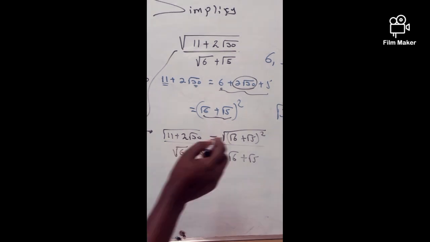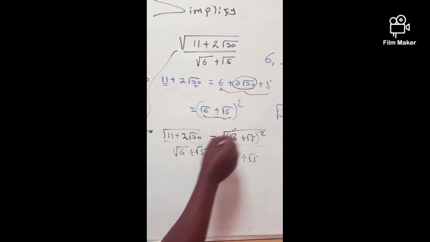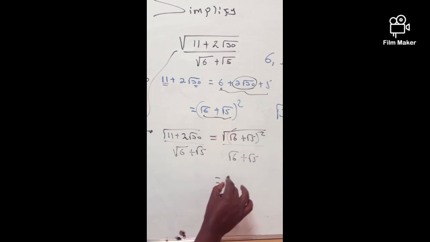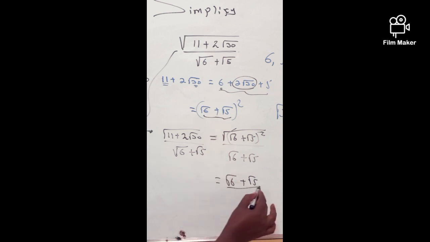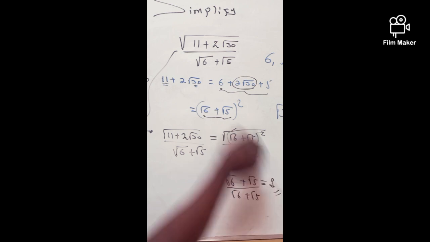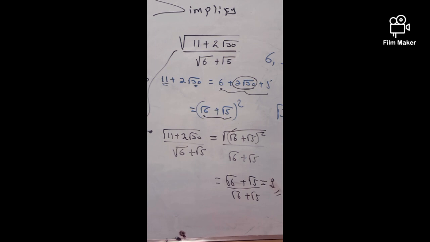Immediately you can cancel this with this one, and you get radical of 6 plus radical of 5, because this is cancelled by this one, over root 6 plus root 5, which is exactly 1. So the simplification for this problem will be 1, which is absolutely 1. This is all about the way to simplify this kind of problem.